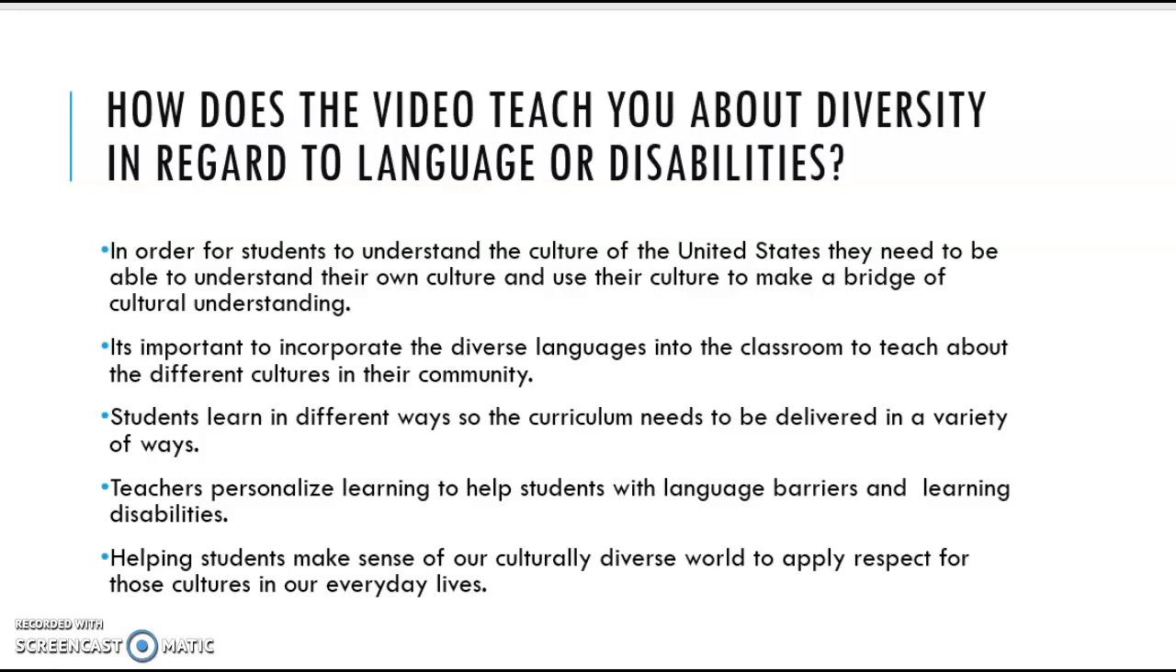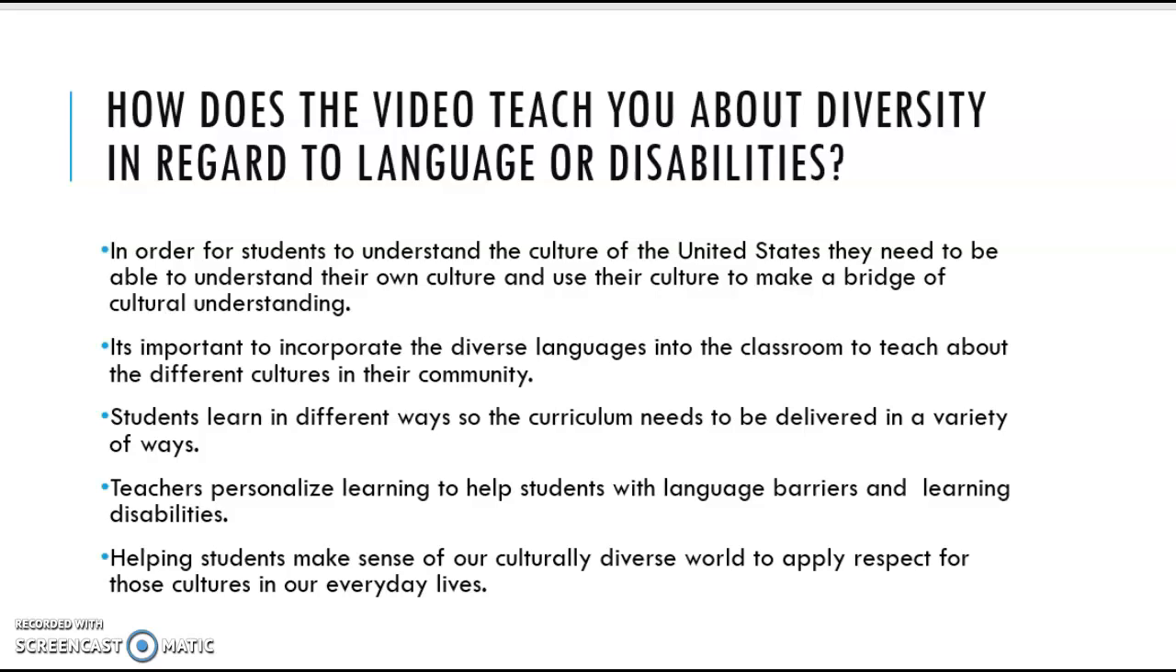That's why it is important to incorporate the diverse languages into the classroom that are in my community. So in Southeast Arkansas, I would incorporate Spanish into my classroom to help teach students about the Hispanic culture that is in Southeast Arkansas. But students learn in different ways, so that means that I need to deliver the curriculum in a variety of ways. That means I need to do it in kinesthetic ways, in visual and audio ways that will help my students learn. And I can do this by using the different languages, by using different resources to help my students learn.